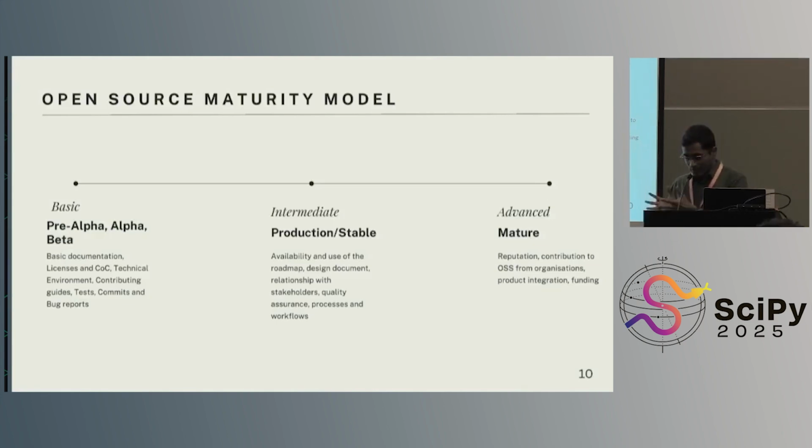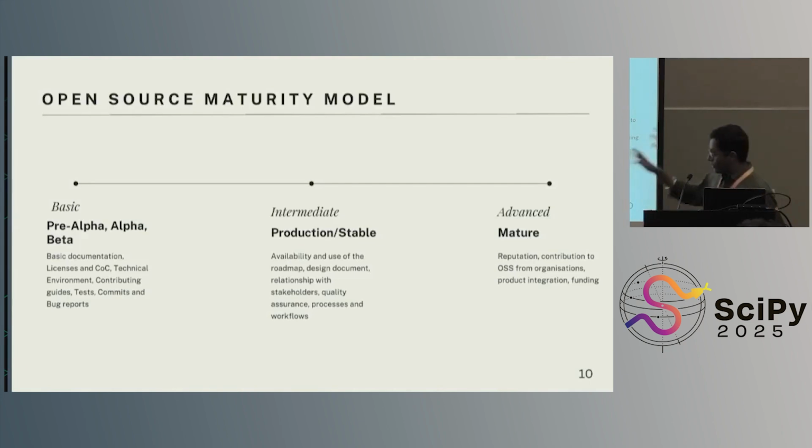You have much better quality assurance processes to catch things when they break down. And you have processes and workflows for handling substantial contributions. This basically means workflows like PEP and ZEP and NEP, if you know what I mean.